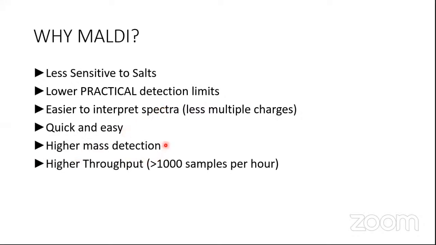It has higher mass detection, that is more than 500,000; proteins of more than 5 lakh molecular weight can be analyzed by that. And it has very high throughput, and that's the advantage. You can analyze more than 1,000 samples per hour. Okay, so that's the great advantage of MALDI-TOF, and that is used in protein, peptides, all the biopolymers, polysaccharides, nucleotides, and all such kinds of analysis.